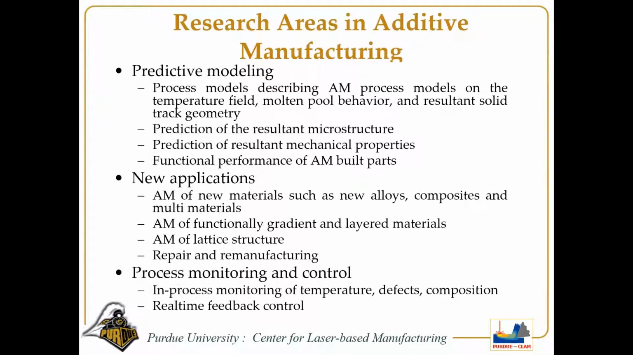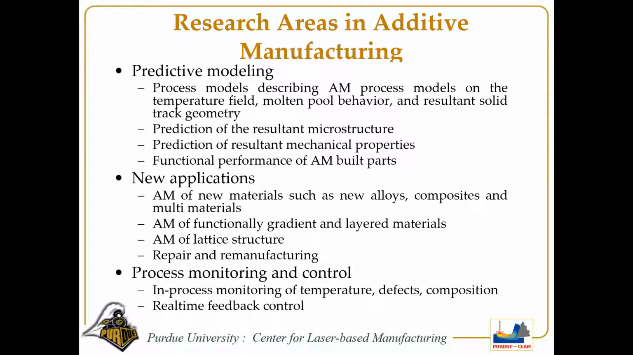So what are the research activities taking place here? I can divide the research areas in additive manufacturing into three groups. One is predictive modeling. One of the problems with metal additive manufacturing is that there are so many variables. Some people say there are up to 102 parameters. Some might say there are 41 parameters. So there are so many parameters affecting the final result.